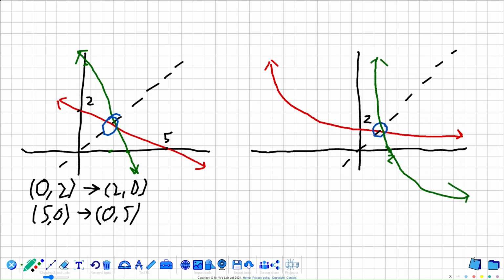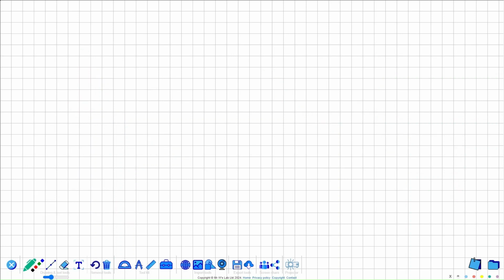And so then that's a reflection on the y equals x line for the second graph. Alright, so for this next question we've got f of x equals, and it's a fraction, so we've got (3 minus 2x) over 4. There are 3 parts to this question. The first part is finding the inverse.